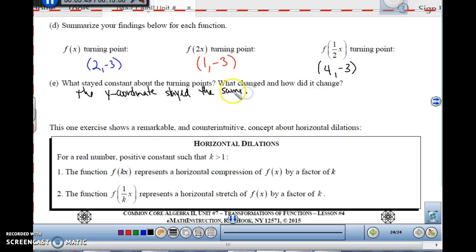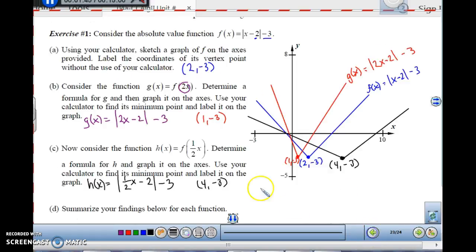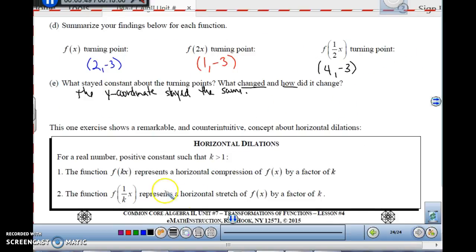But here's the important part with the horizontal stretch. What changed and how did it change? We started out with f of x, the blue function, and then we went to f of 2x, the red function. The x coordinate started out as 2, and now it is 1. So the y coordinate stayed the same, but for f of 2x, the x coordinate was divided by 2.